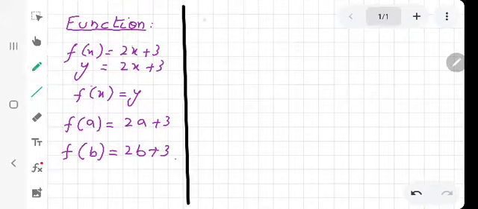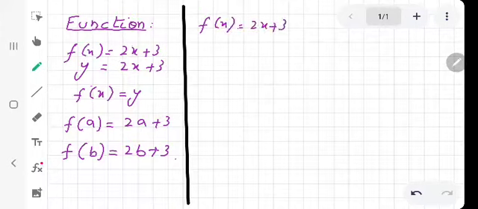f of x is equal to 2x plus 3. If I take some values of x, I will get the corresponding values of y. Let's say if I substitute x equals 0 in this, I will get the value of y as 3. If I substitute the value of x as 1, I will get 5. And if I substitute x equals 2, I will get y as 7.